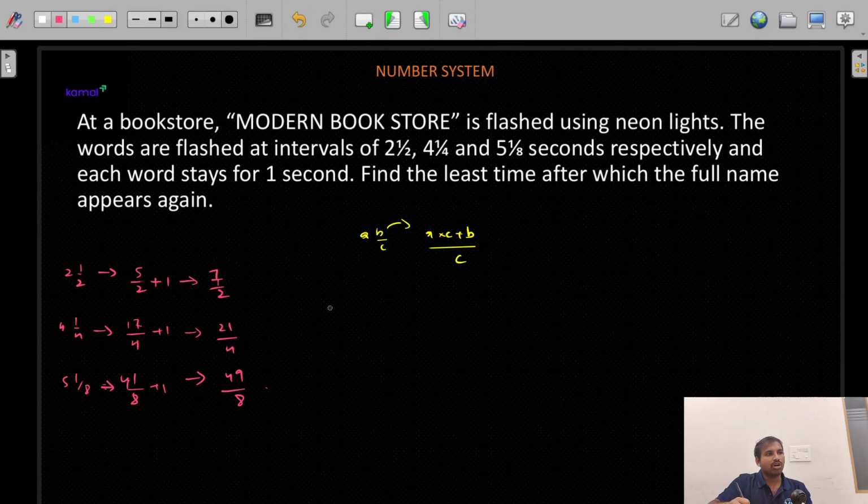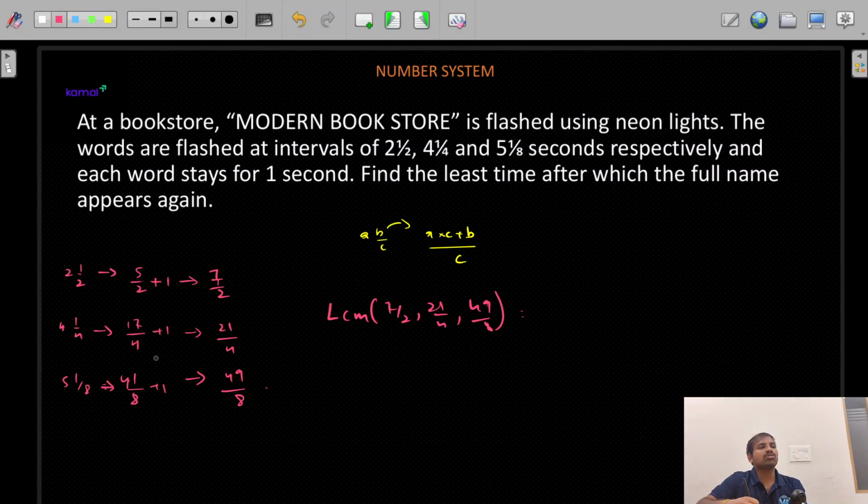So if you take the LCM of all these three values, 7 by 2, 21 by 4, 49 by 8, I will get a common value. That common value is nothing but the common time where all these three lights blink and go off exactly together. Okay.